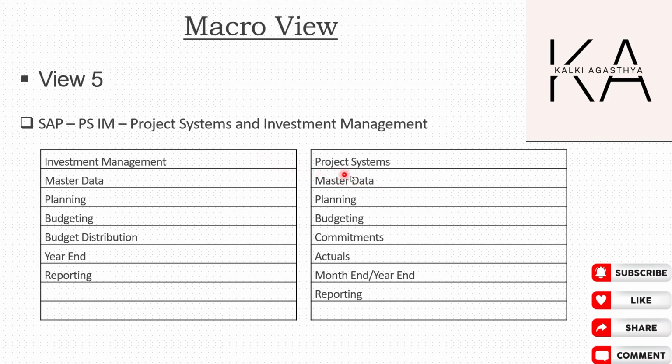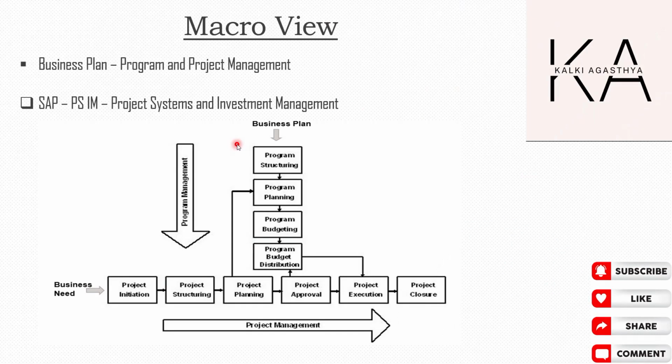So this was all about the project system and investment management and their core key components within PS and IM, right? Now coming to the business plan, we have the business plan segregated into two parts. Essentially, one is program management and the other one is project management. At the program management level, we have program structuring, program planning, program budgeting, and budget distribution for the program, right? So IM and PS will be an integral part of all these planning and budgeting activities at the program level. Coming to the project execution level or project management level, we have project initiation, project structuring, project planning, project approval, project execution, and project closure.